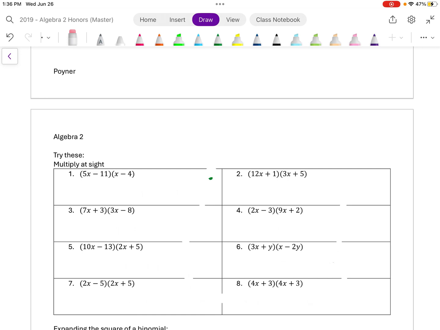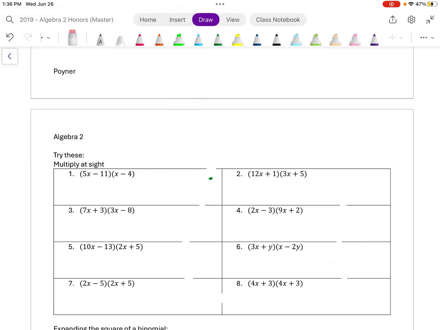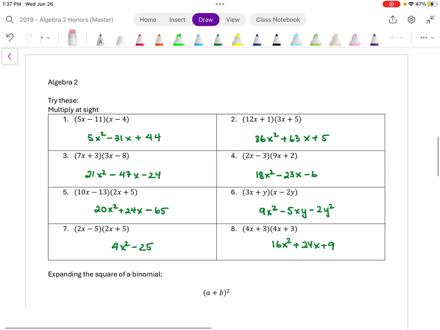If you're making mistakes, find worksheets online. There's tons of them where you're just multiplying binomials, and practice doing them at sight. Because in this class, we're not going to spend a lot of time waiting for people to multiply them out using tables or FOIL or double distribution. Here are the answers then.